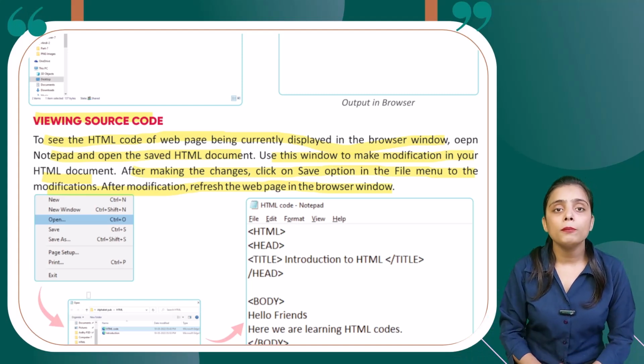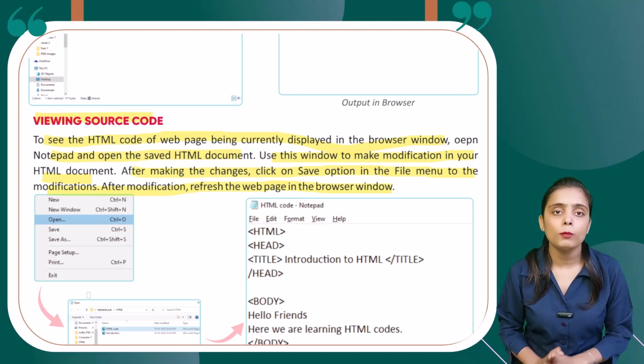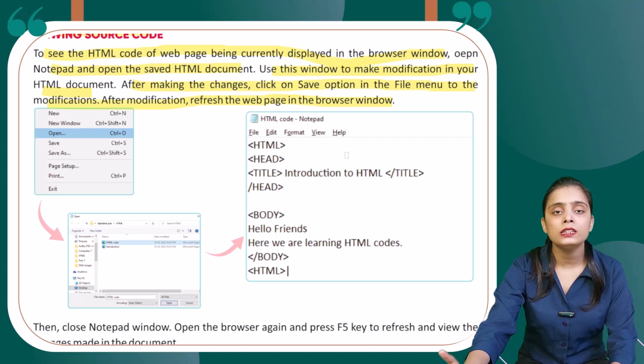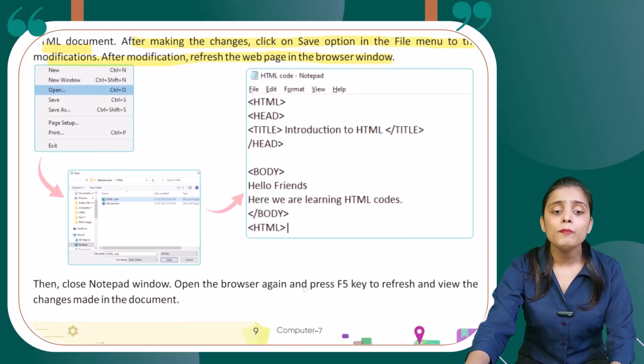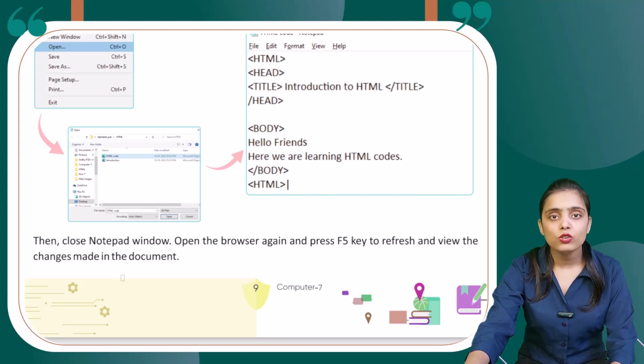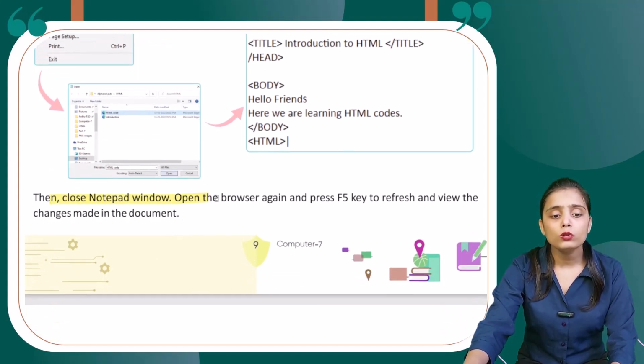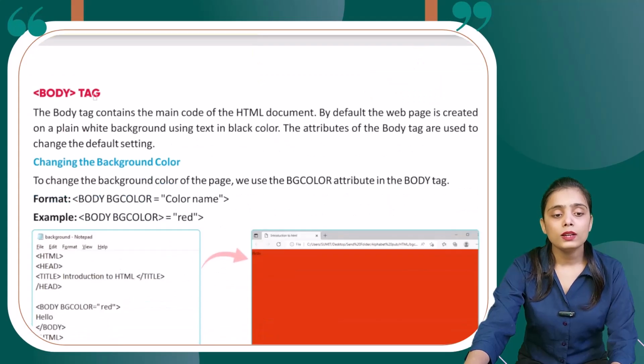So बच्चों जो कोड आप देख रहे हो वेब पेज में, उसी फाइल को आप खोलिए अपने नोटपैड में, सेम फाइल को खोलने के बाद आप उसमें चेंजेस कीजिए, एंड चेंजेस करने के बाद उसे सेव करके जो आपका ब्राउजर है उसे दोबारा रिलोड कीजिए, एंड यू विल सी द चेंजेस इज गेटिंग रिफ्लेक्टेड. Okay, so this is how you are going to make changes to your Notepad HTML source code, and you can see that change in your browser. Okay, then close the Notepad window, open the browser again and press the F5 key to refresh and view the changes made in the document. Okay, now let's understand the body tag.